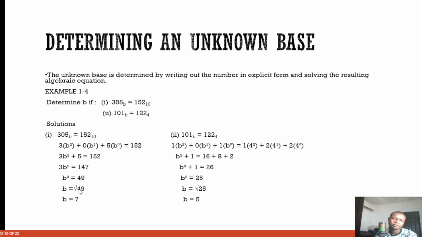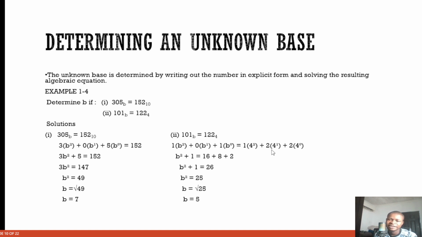So we take the square root of both sides. Take note, we are dealing with the positive side here, because when we take the square root of both sides we could have either positive or negative, but because we are dealing with a base, we don't have a negative base, we have a positive base. That's why we have the square root of 49. Obviously we have 7 here. So we can follow the same procedure for this.